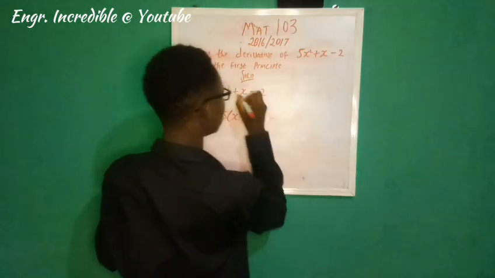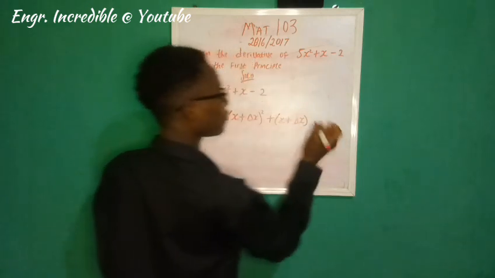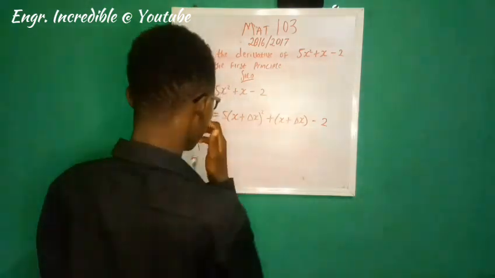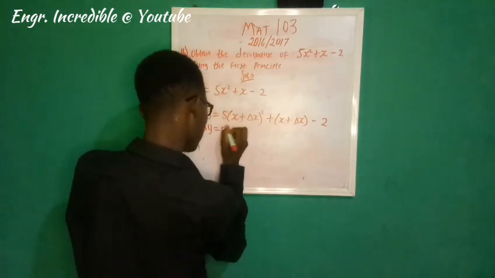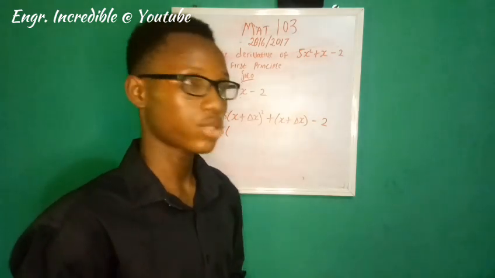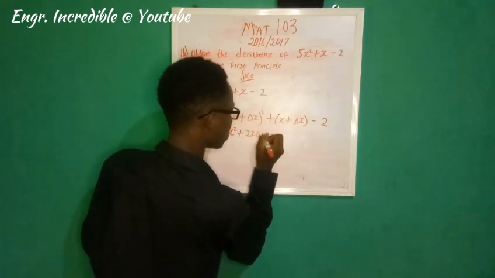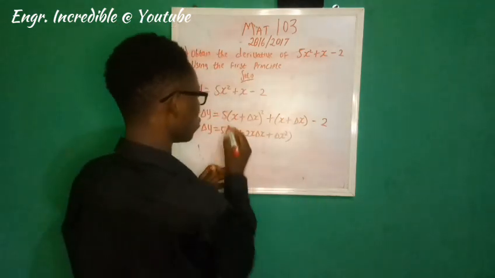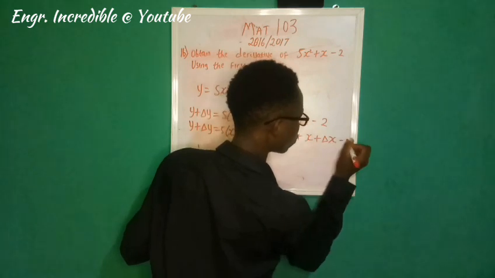So then in this particular place here, x will be replaced with x plus delta x. Then here we have our minus 2. From here we are going to simplify it. When we simplify it, we get y plus delta y is equal to 5 open brackets. When expanding these brackets using the binomial theorem, we get x squared plus 2x delta x plus delta x squared, close brackets. That is the expansion of this. Then we have here plus x plus delta x minus 2.